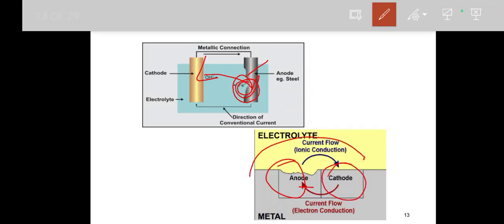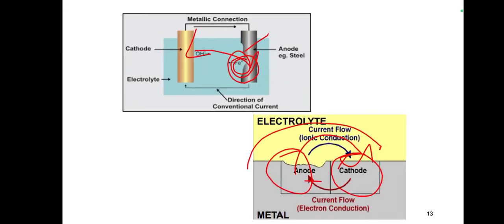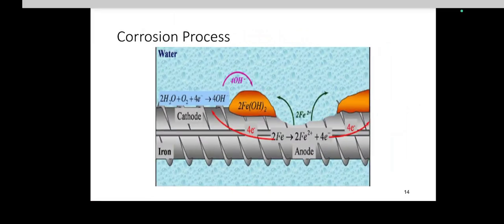Okay, once you pass on the current, this anode will try to corrode and it will be deposited on the cathode. So like that, in concrete also, in presence of reinforcement, what will happen? One part will act as anode, another part will act as cathode in presence of this moisture condition, that is the surrounding concrete.